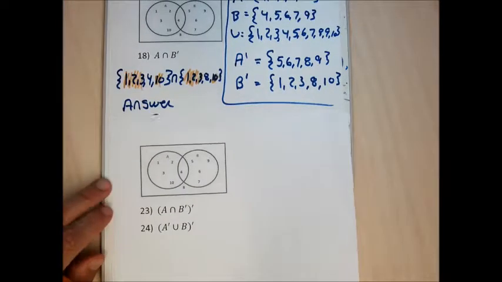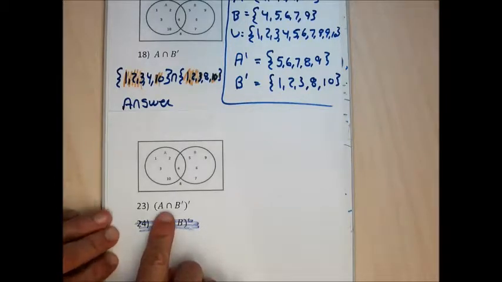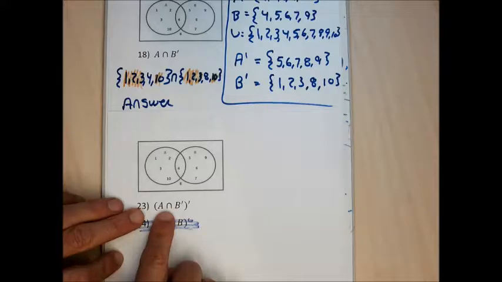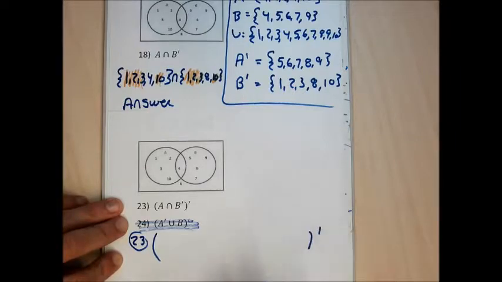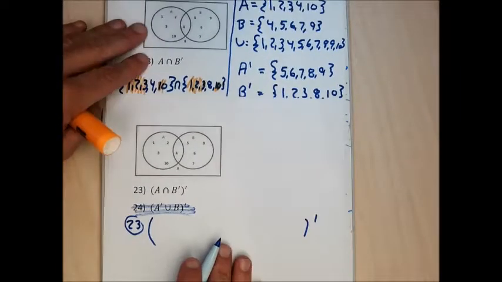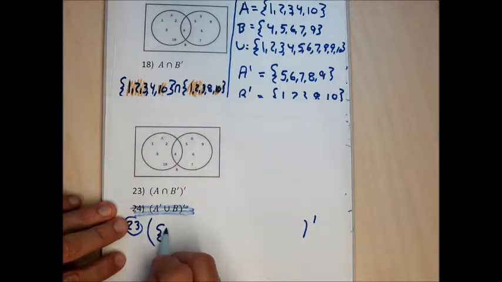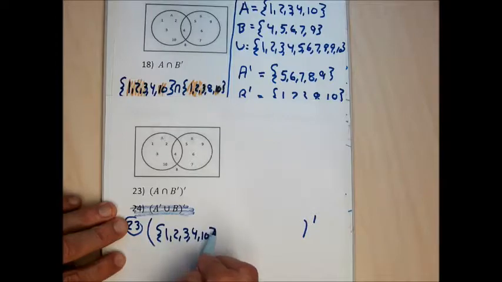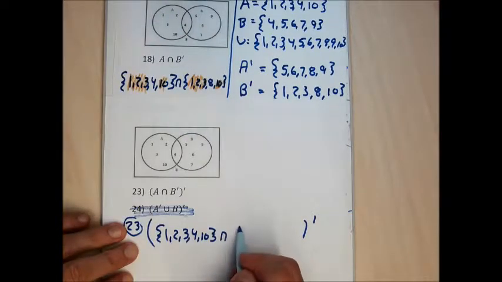Last one with these easy sets. Let me just do 23 with you. 23 wants A intersection B complement and then complement. So for 23, I'm going to have my parentheses with a complement, and inside the parentheses I need A, which is 1, 2, 3, 4, and 10, and then intersection B complement, which is 1, 2, 3, 8, and 10.